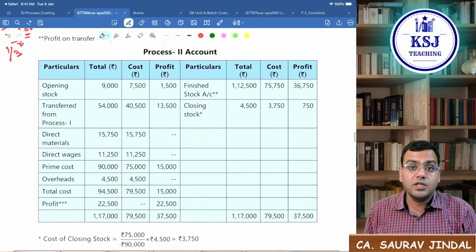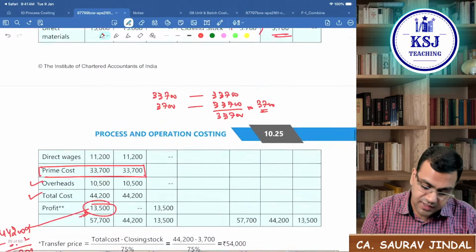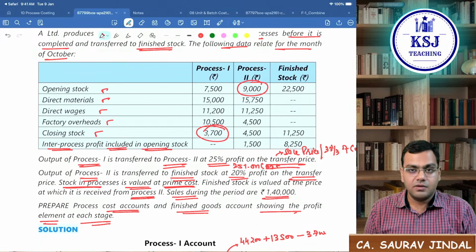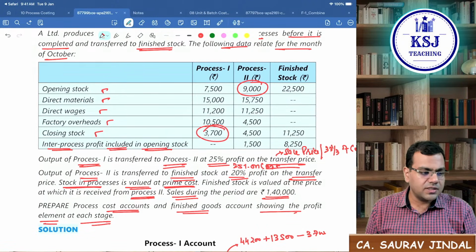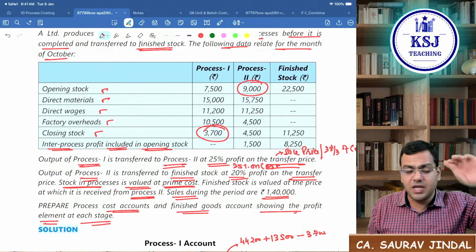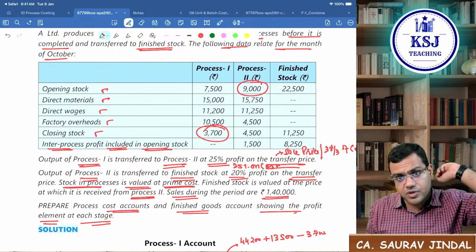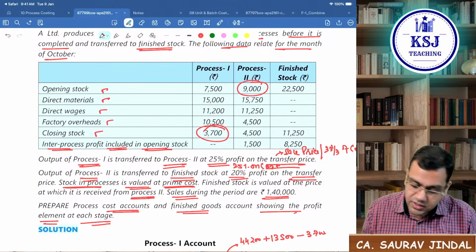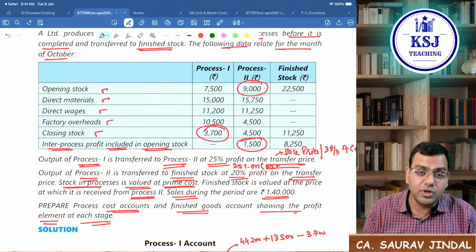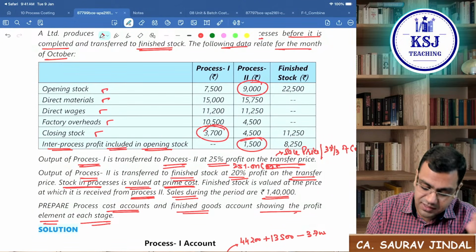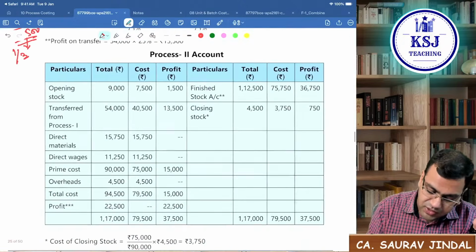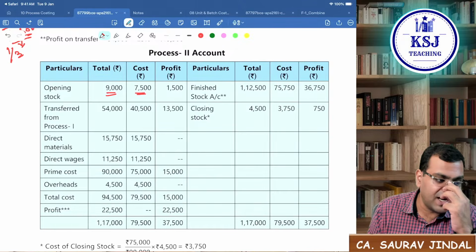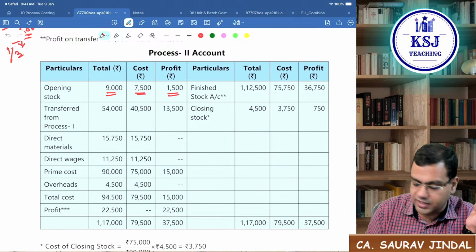In the process 2 account, the opening stock is given as how much? Opening stock is given as 9,000, right? This opening stock, at one point of time, would have come from where? It would have come from process 1 only, right? So in 9,000, 1,500 is your profit. That means your cost element is 7,500. So that is what is written here. Total 9,000, cost element 7,500, and profit element 1,500.